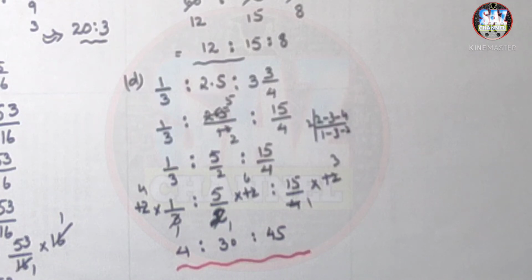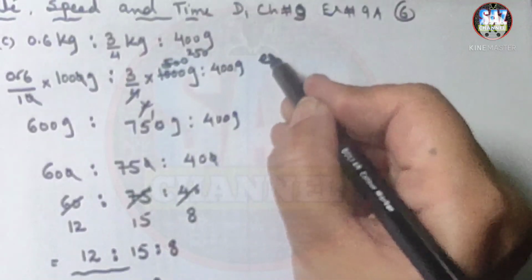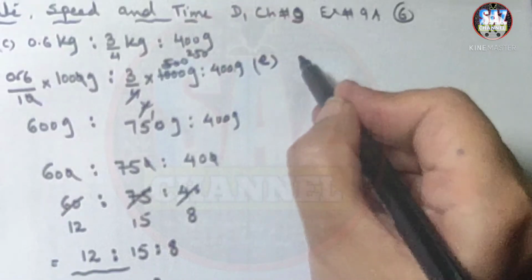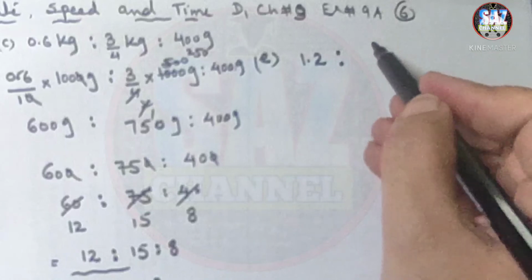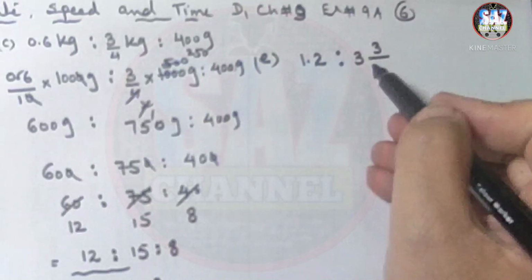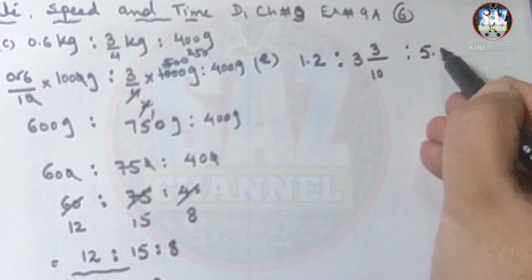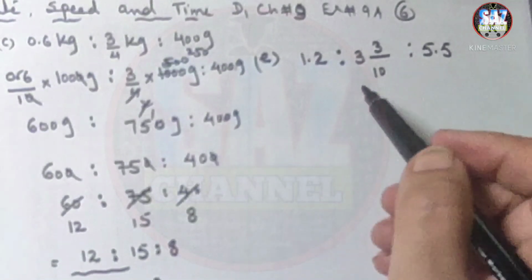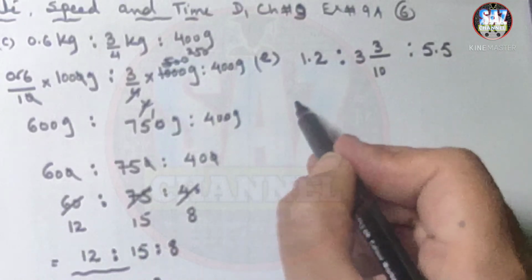The next question is 1.2. This is E part. 1.2 ratio is 3 whole 3 by 10. And the ratio is 5.5. Again, the rule will remain the same, that we will be making all parts of the question free from decimal, and we will be simplifying them.